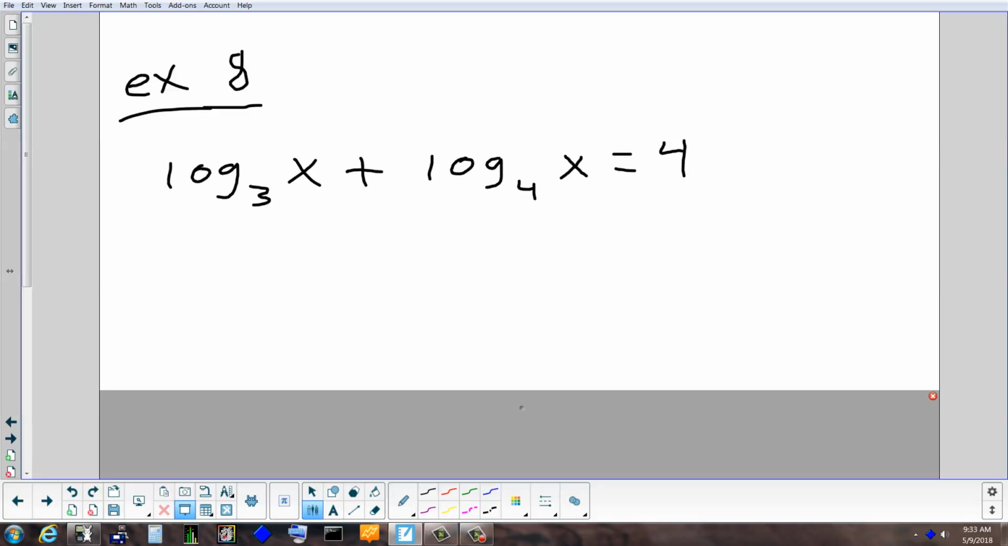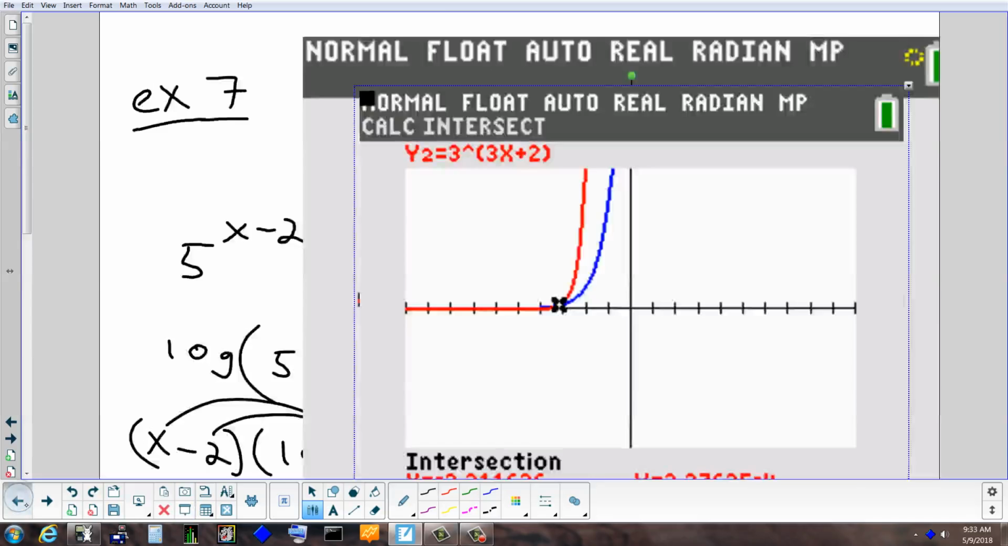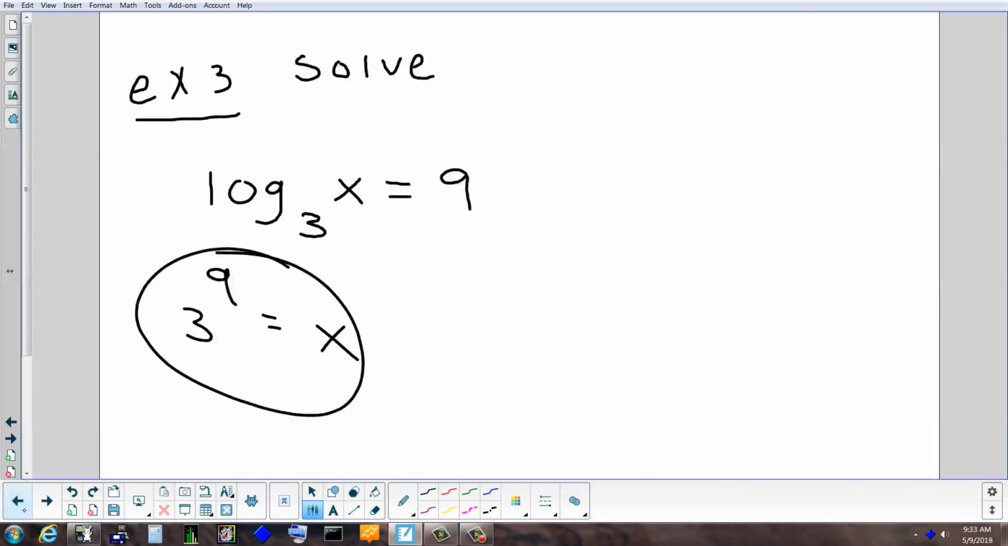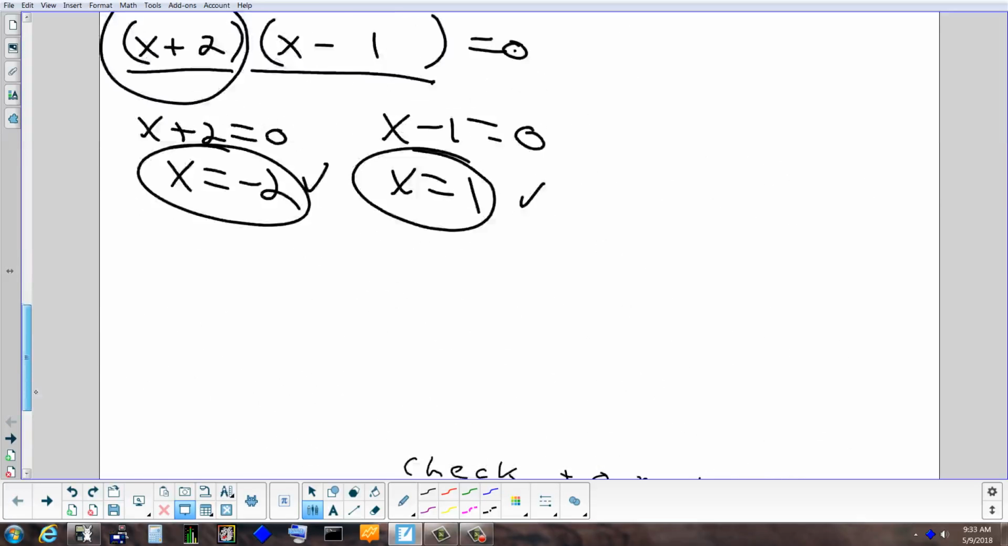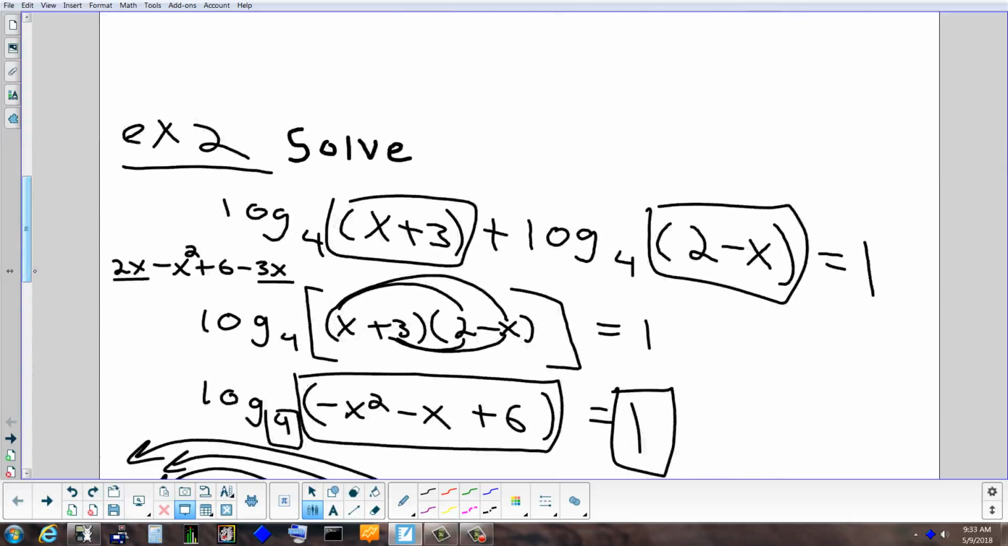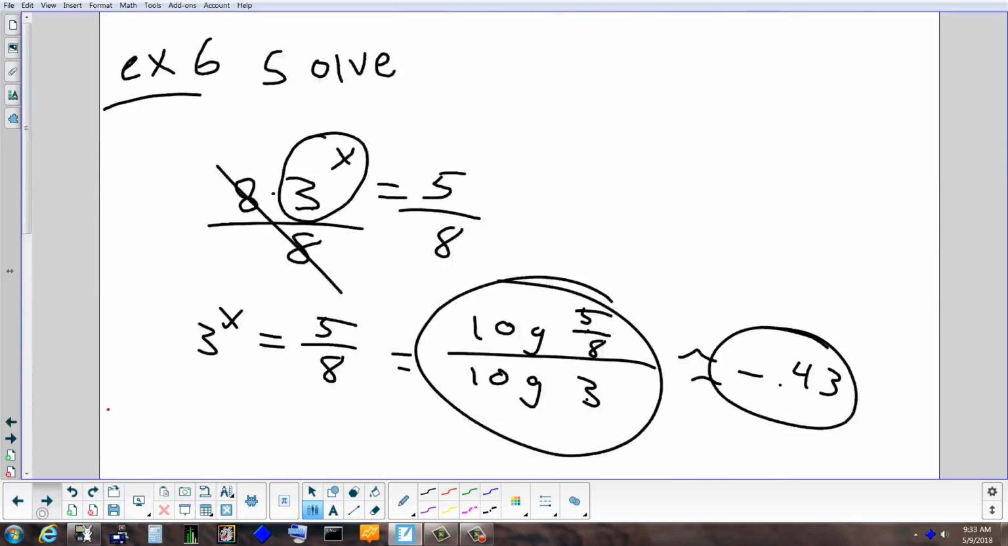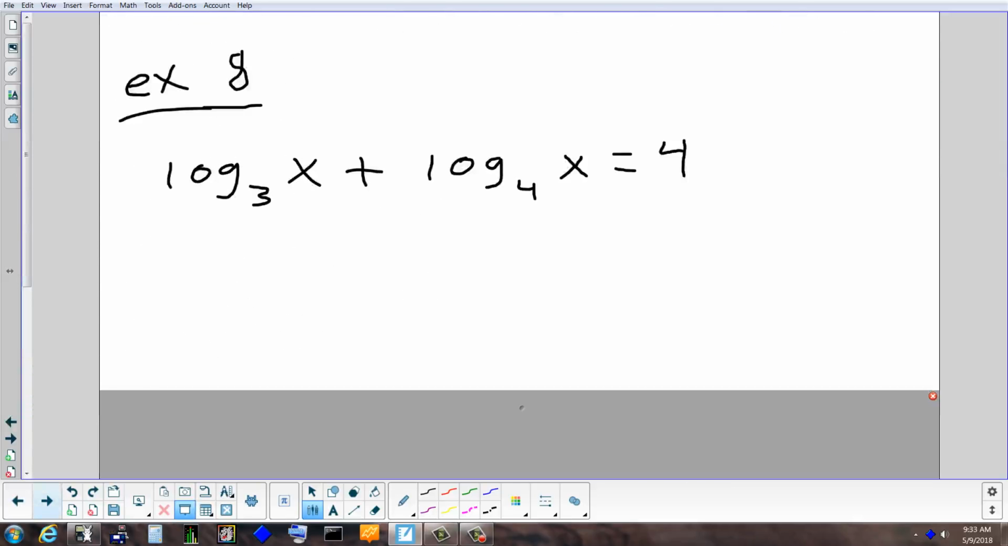Oh, Casey? Combine the logs. Yeah. People try to combine the logs right away. And you're like, well, why not? You have a log plus another log. We did one very, very similar to that, right? Right here. We had a log plus a log, and we combined them. Well, in this problem, you can't. How come? Yeah. The bases are different. The bases are different. And that's all I really wanted to point out in this problem.